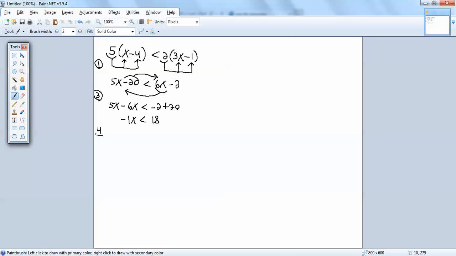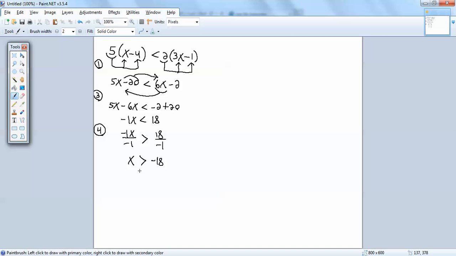Now our last step. Divide both sides by the number in front of your x. Well, the number in front of our x is a negative 1, so I divide both sides by negative 1. Now whenever you divide both sides by a negative number, you flip your inequality symbol. So the less than becomes a greater than. So those negative ones cancel, and we got x is greater than 18 divided by negative 1 is negative 18.